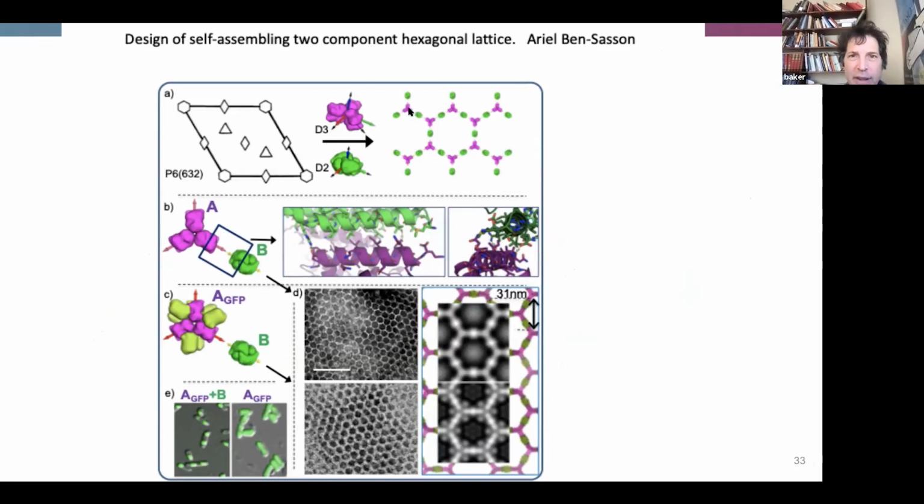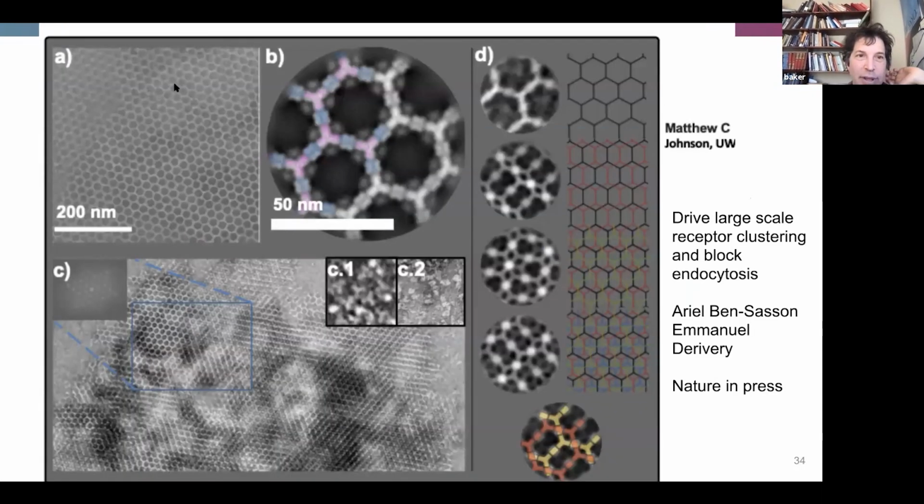Here we've taken two protein building blocks, one that has D3 symmetry and one that has D2 symmetry, and designed interactions between them that are predicted to drive formation of a hexagonal lattice. What's really cool is when you mix these two proteins together, you get this really extensive, very regular hexagonal lattice. This is an electron micrograph. If you average it, it's quite close to the design model. Here's one component and here's the other component.